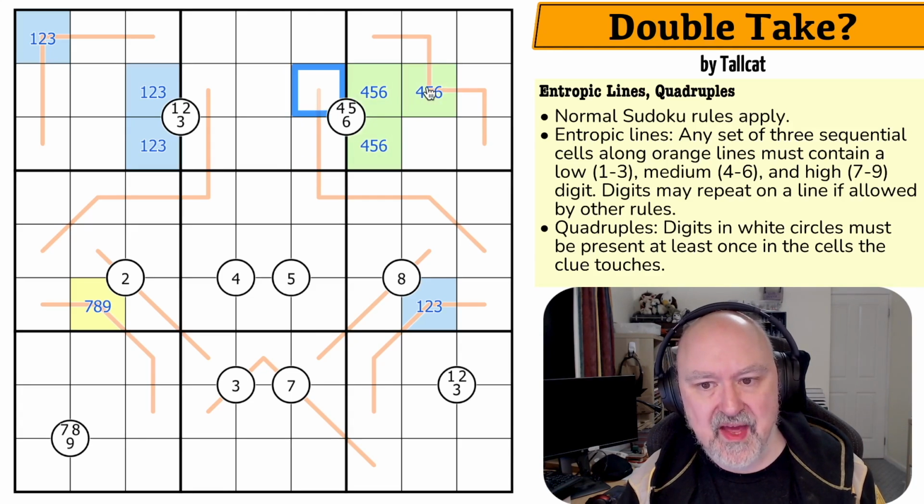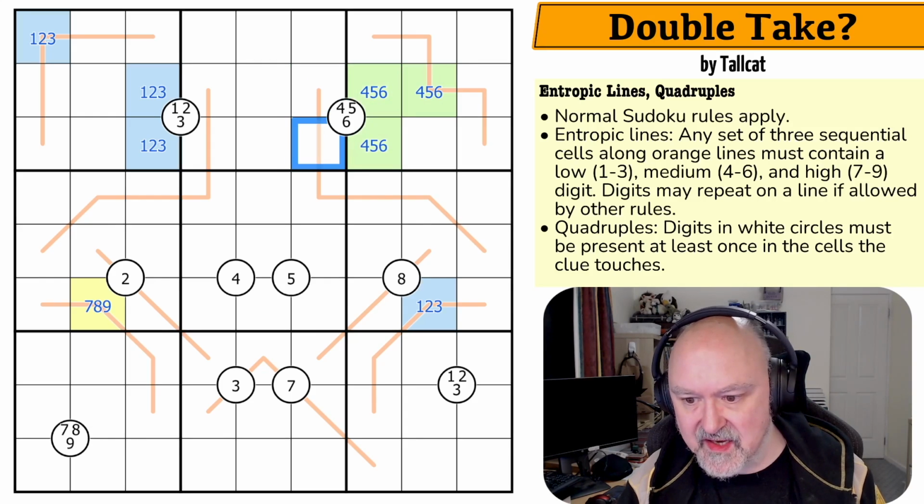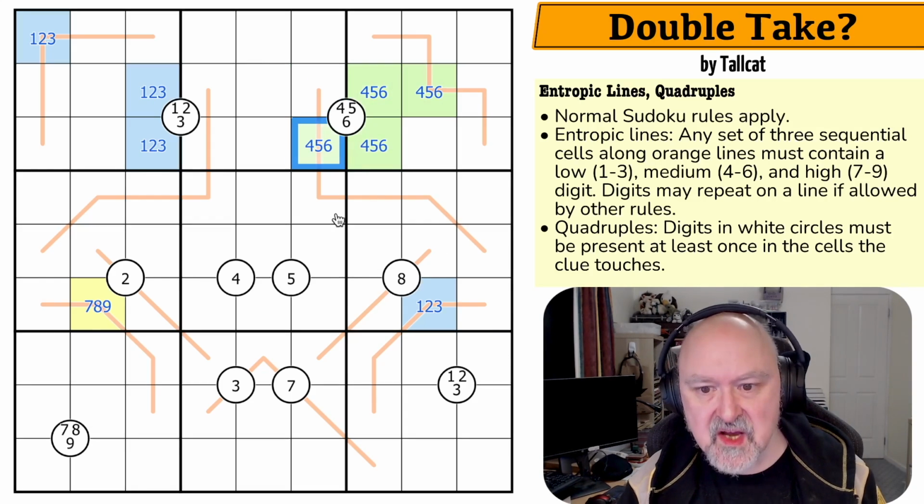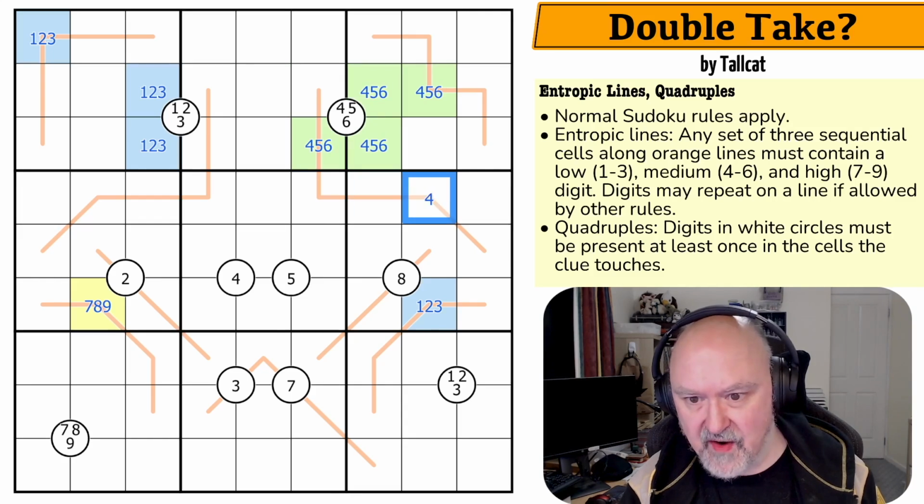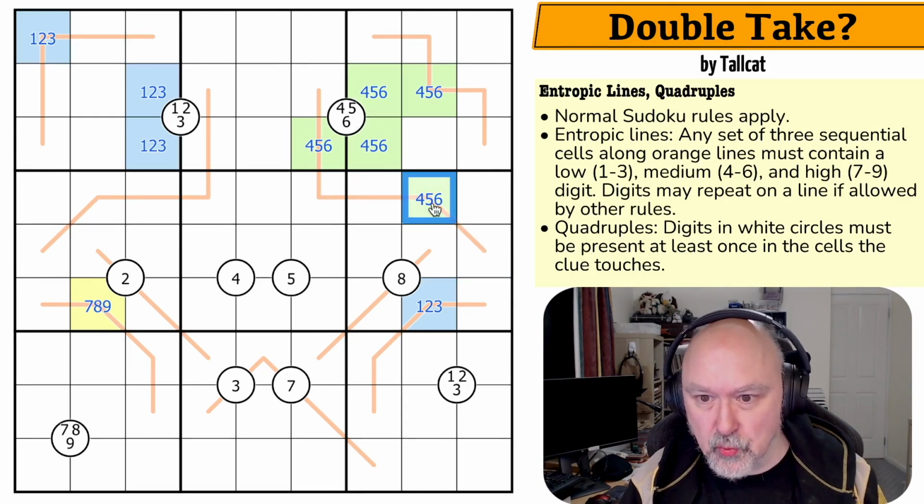And it can't go there because it'd be in the same row. So that digit, where does it go around this quadruple? It can't go there and it can't go there. That is the 4, 5, 6. Skip 2, this is a 4, 5, 6, which is green. Okay, that's cool.